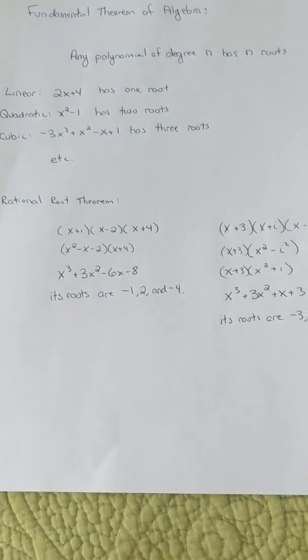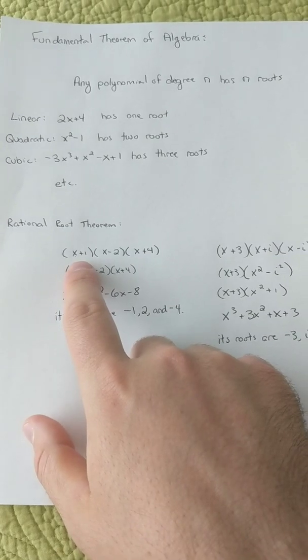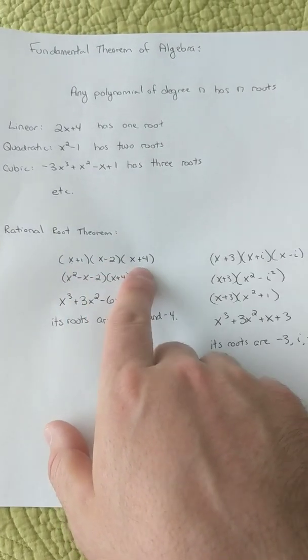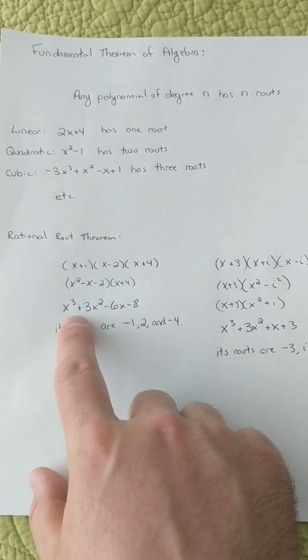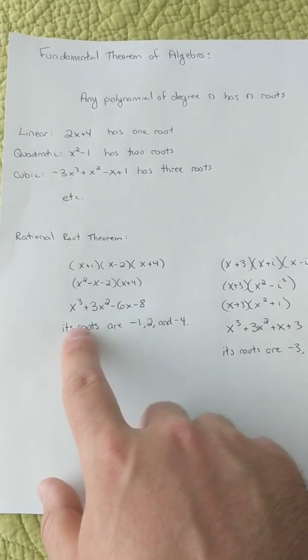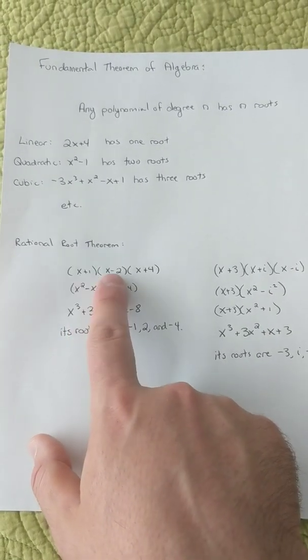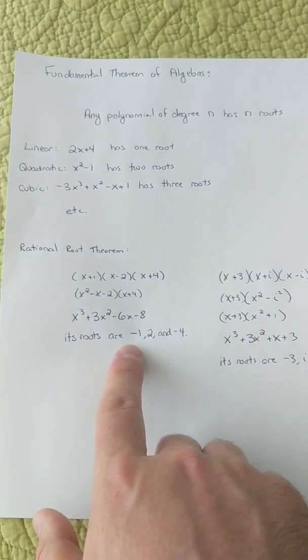Now what the rational root theorem allows us to do is that if I had a function, right here I have x plus 1 times x minus 2 times x plus 4. If I went through and distributed, I would get this polynomial. Now I know that it has the roots of -1, 2, and -4 because in this factored form, if I set each of these equal to 0, I would know that.